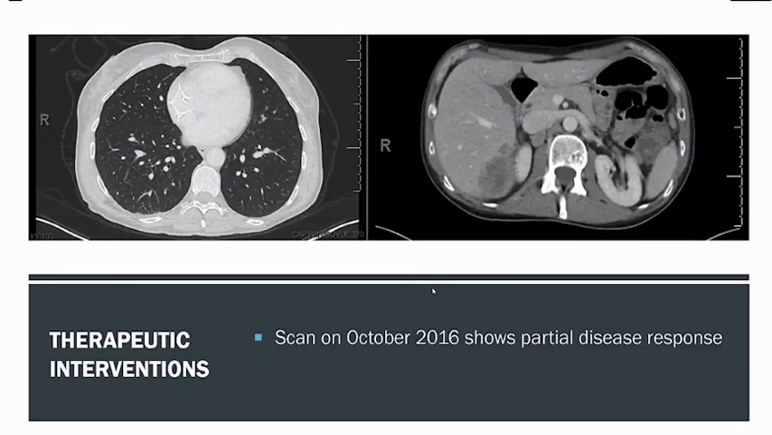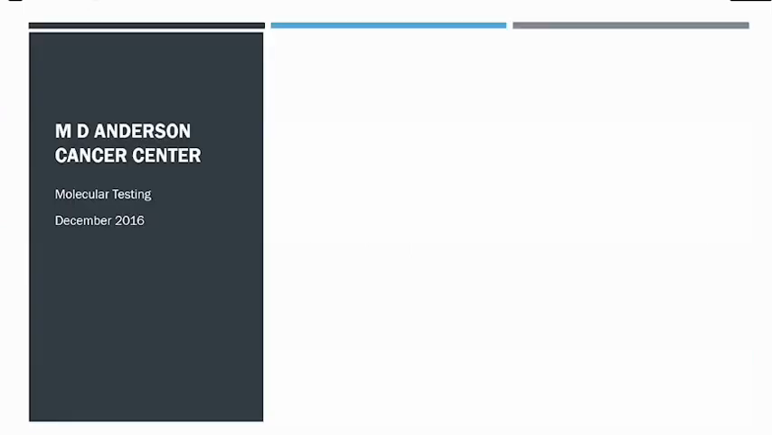Now, again, more therapeutic intervention was done. So she was put back on Avastin in December 2016. And October 2016, she showed some partial response to the previous therapy. And at that time, the patient decided in December 2016 to go through additional tumor testing at the MD Anderson Cancer Center.